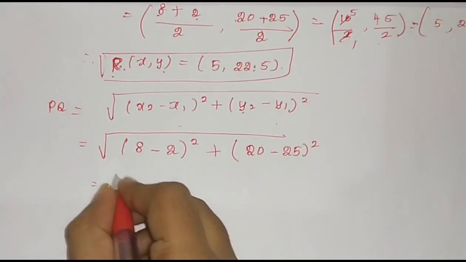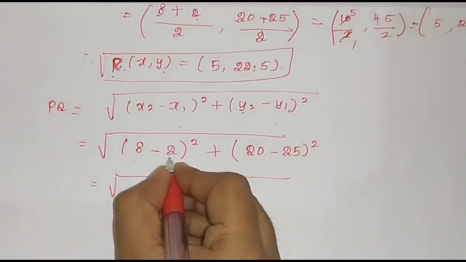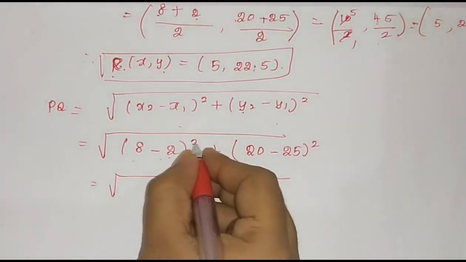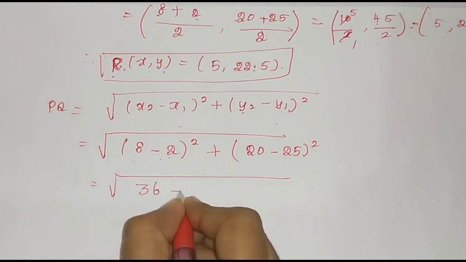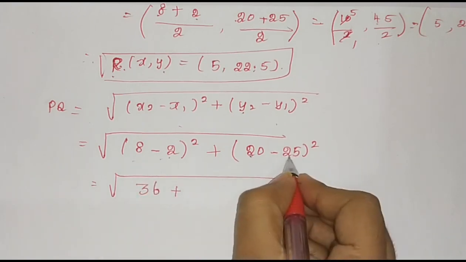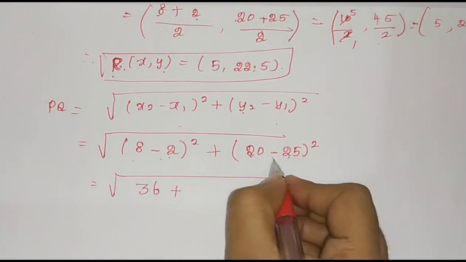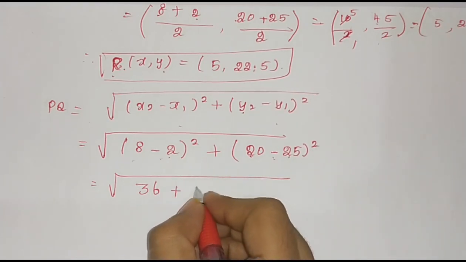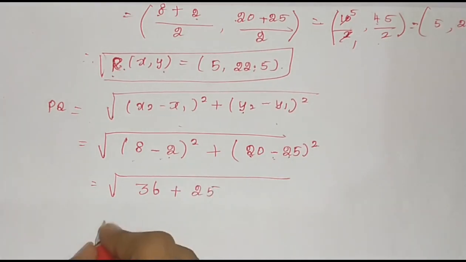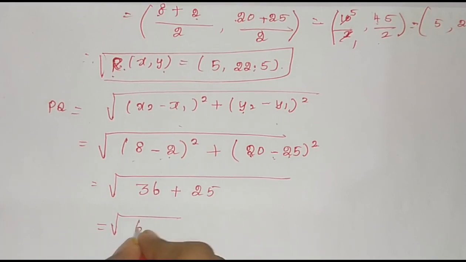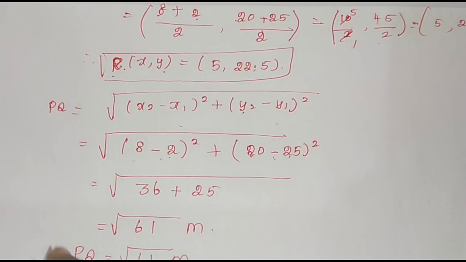Now equal to 8 subtract 2, 6, you are taking square, 36, plus 20 subtract 25, minus 5, if you are taking square, 25. So both you are adding, you will get root of 61 meter. Therefore the distance PQ equal to root of 61 meter.